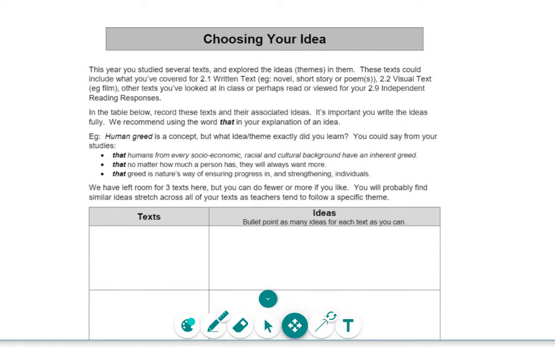Page 10, choosing your idea. So as we explained in the introductory part, this year you studied several texts and explored ideas or themes in them. So you probably concentrated on one key theme, and then you looked at the little branches out from that theme. These texts could include what you've covered for 2.1, as I said before, and 2.2, the visual texts, or other texts you looked at, for example, with your 2.9 reading. In the table below, you need to record your texts on this side.